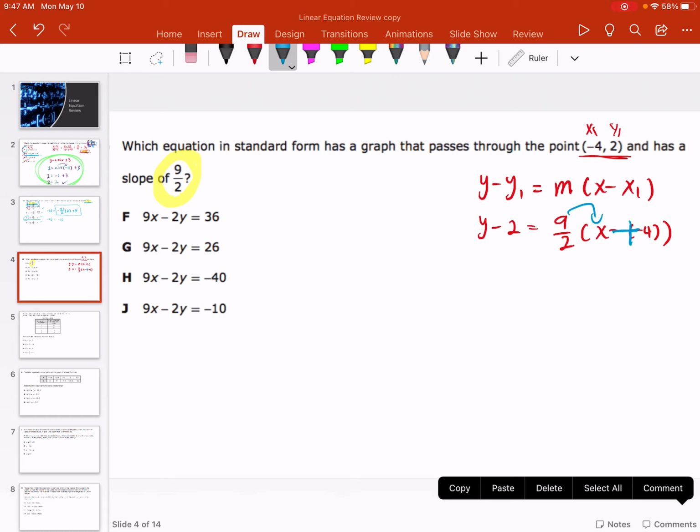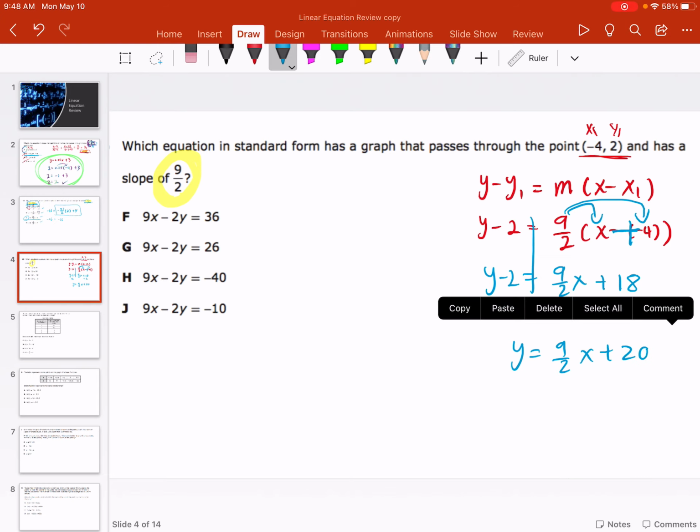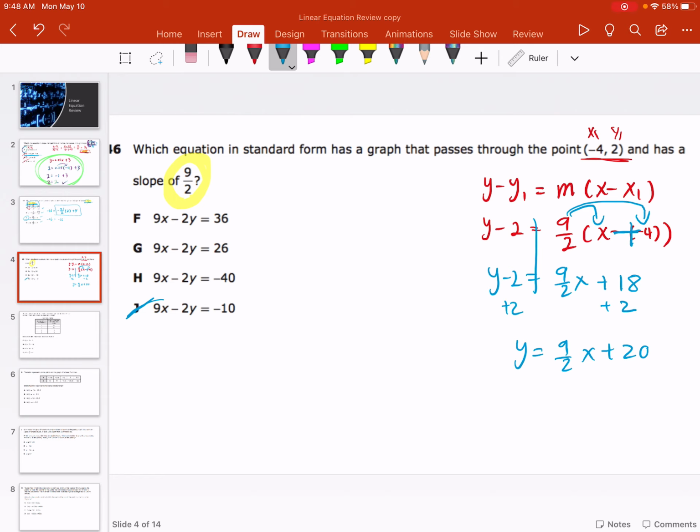So if you distribute, 9/2 times x is what? 9/2x. 9/2 times 4 is what? Plus 18. If you do plus 2 on both sides, you will get y equals 9/2x plus 20. So the y-intercept should be equal to 20. That's gonna be a big number. So the most likely answer is gonna be F, G, H, not J, because I don't think you will ever get 20 here.